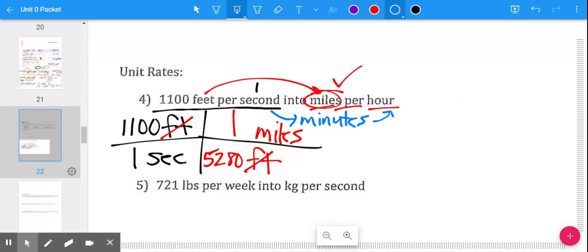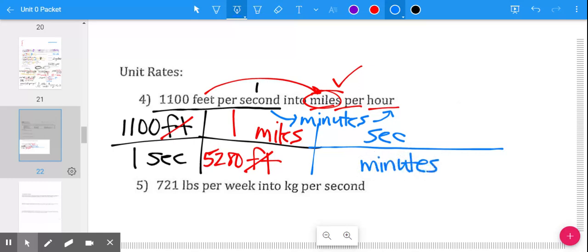Miles is where we want to be, we're there. So now we deal with the time. We have seconds at the bottom, so seconds goes at the top. I've made a mess of this, that's okay. So seconds goes at the top and minutes goes at the bottom because we want to go from seconds to minutes.